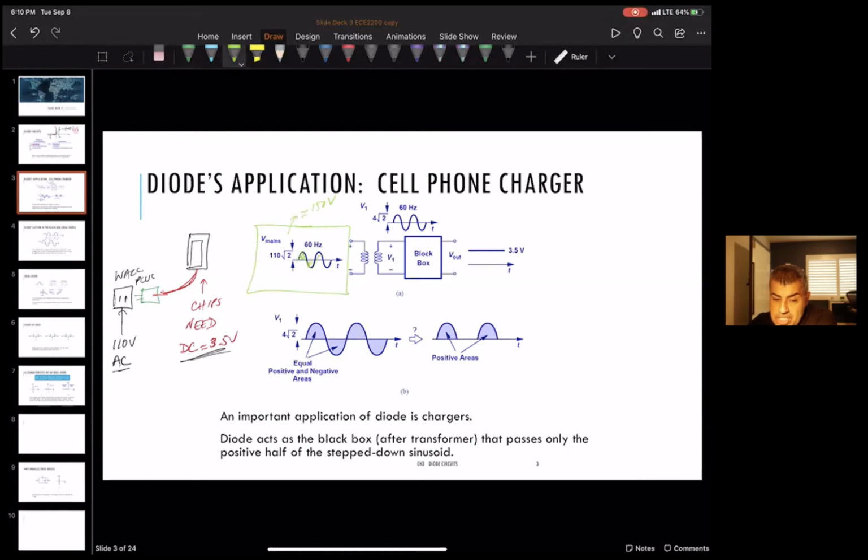Basically, by definition, it has no DC component. So you need to find a way to take this from an AC signal to a DC signal, okay? And then you end up needing a circuit like this, where the first step is to drop down the voltage, because 110 volts is problematic to begin with, okay?